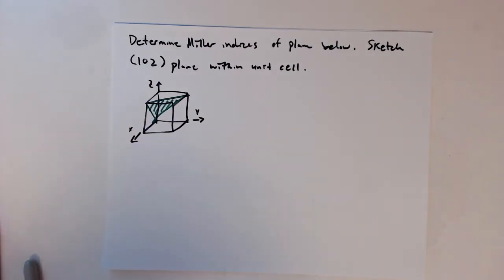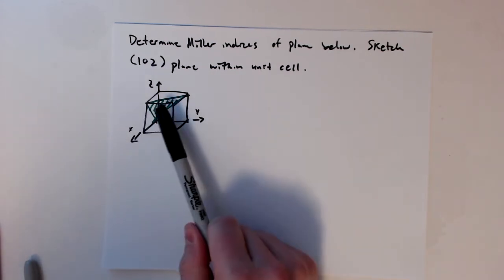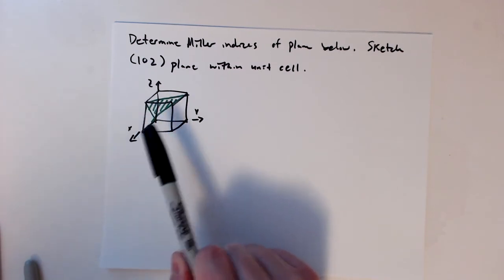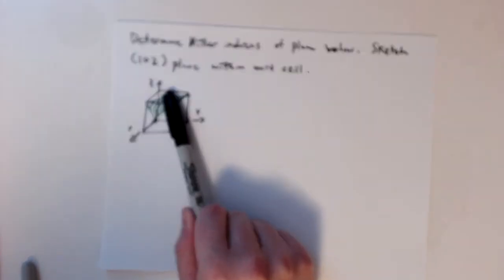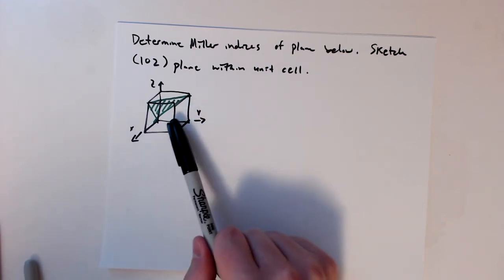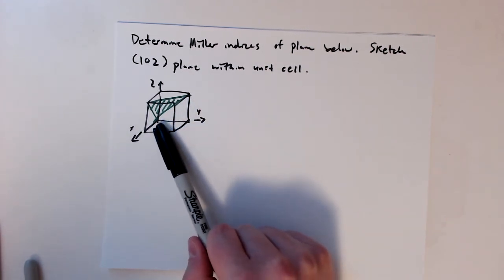All right, this example is going to look at planes, and so we're going to have a similar type of question where we're determining the indices of this plane I've drawn. It's also in the quiz as well, and then also we're going to sketch a plane in a blank unit cell. So let's start with determining the indices for this plane that I've drawn.